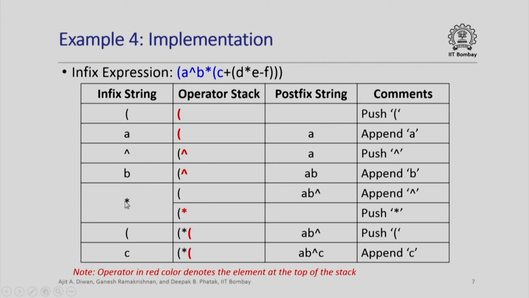We now come across star. We compare the precedence of star with the previous operator, which is raised to. Since this has a higher priority, we take it out, append it to the postfix string and then push star onto the stack. Next we encounter an opening parenthesis, we push it onto the stack. We come across C, we just append it to the postfix string. The blue color shows the characters of the string which are handled in this slide.